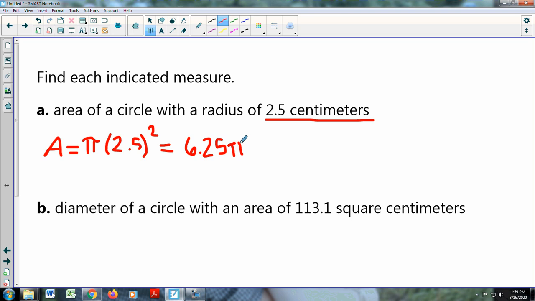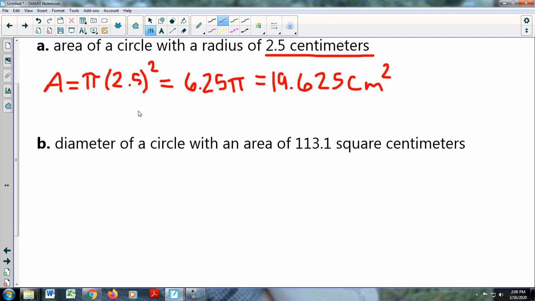pi. And again, like we talked last week, if I wanted it in terms of pi, or exact answer, I could leave it like this. Otherwise, I'm just going to multiply it by 3.14 or multiply it by the pi button on my calculator. And I'm going to get 19.625 centimeters squared. Area, remember, is always squared.